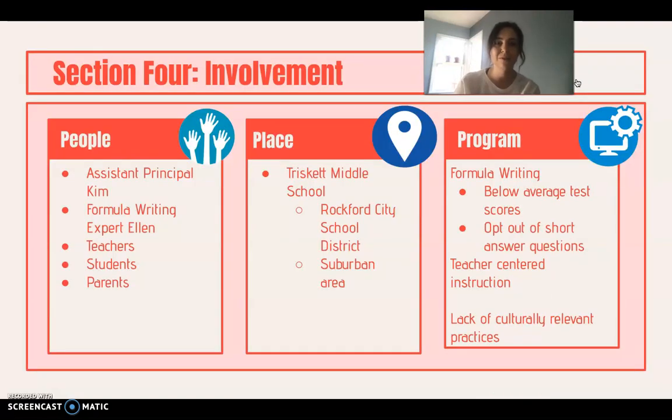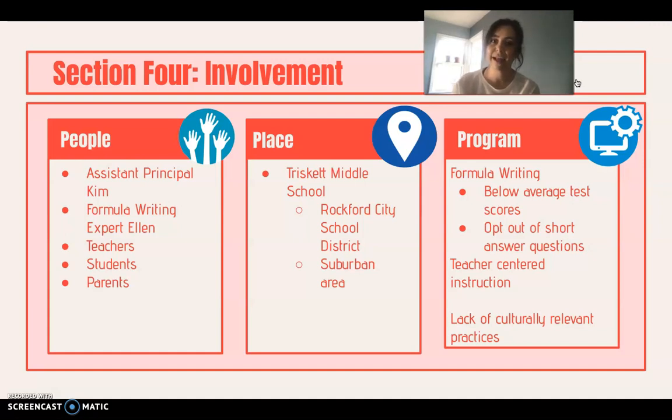So as we move on to section 4, we're looking at the different levels of involvement or what is really happening and where this scenario is happening. So let's start with the people. We have Assistant Principal Kim, our formula writing expert, Ellen, teachers, students, and parents. We're not given specifics on some of these, but we know that they either are involved or they will be involved when the process continues.